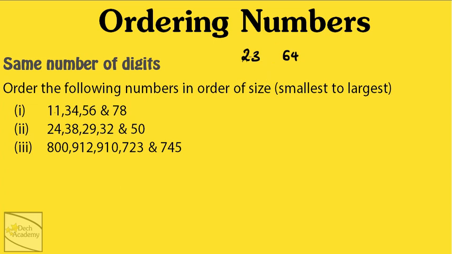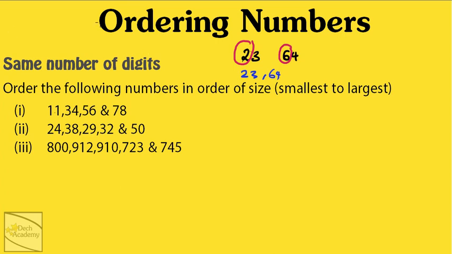Well, the rule is as follows. We're reading from left to right. You first compare the first digits of both numbers. Because these numbers are both 2-digit numbers, they have the same number of digits, you just compare the first digit. The number whose first digit is smaller is the smallest number. The number whose first digit is larger is the largest number. So in this case, you can tell that 23 is smaller than 64. That's just a key thing here.